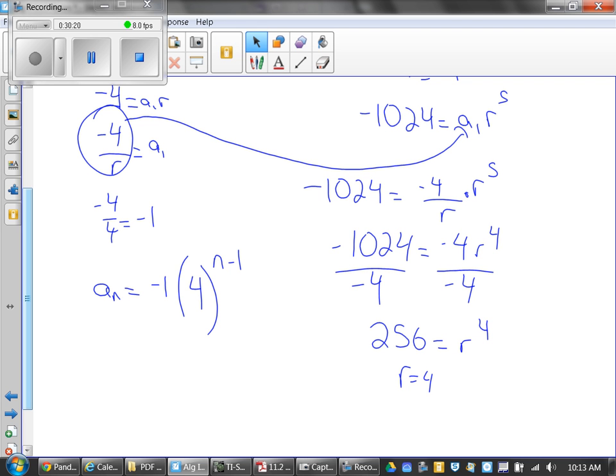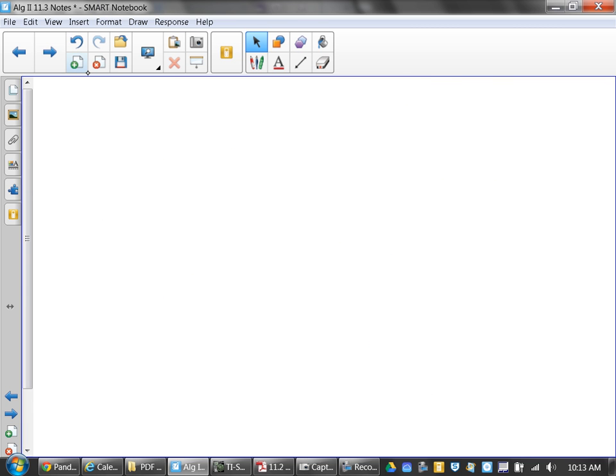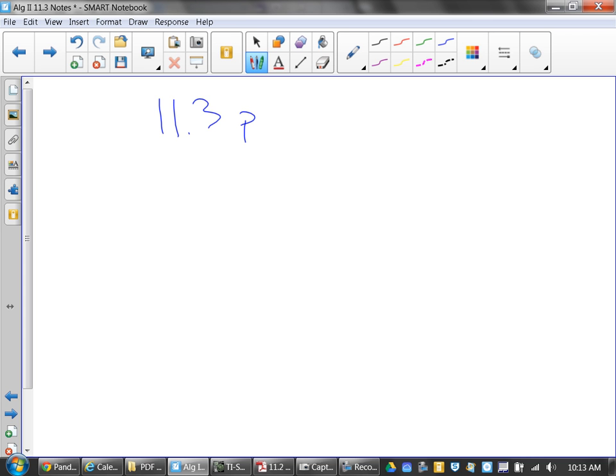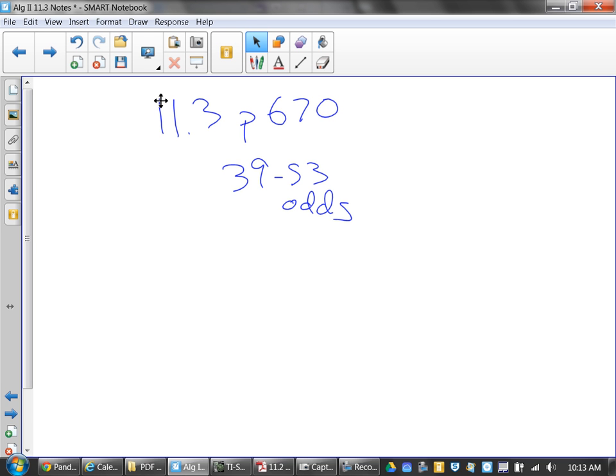Of course. Let's work on these. What I'd like you guys to do, this is section 11.3. I'm going to give you the odds on these so you can check your work, all right? Do the odds in the deck show how to do it, or is it just the answers? It's just the answers.